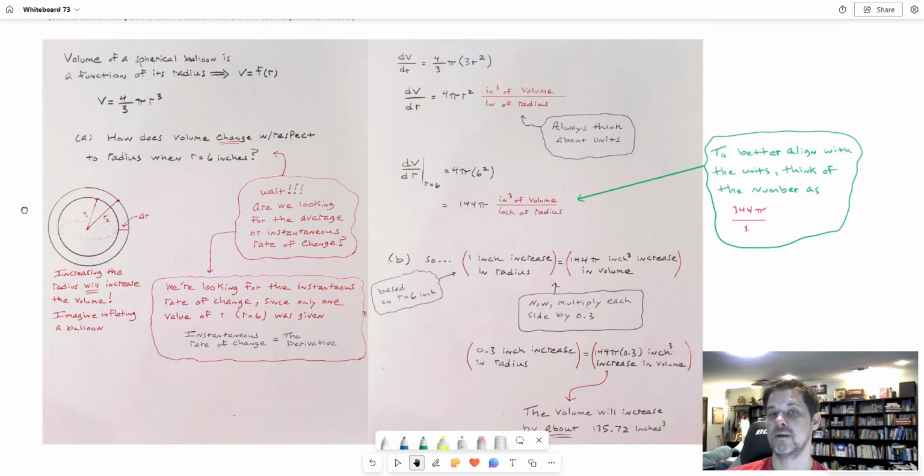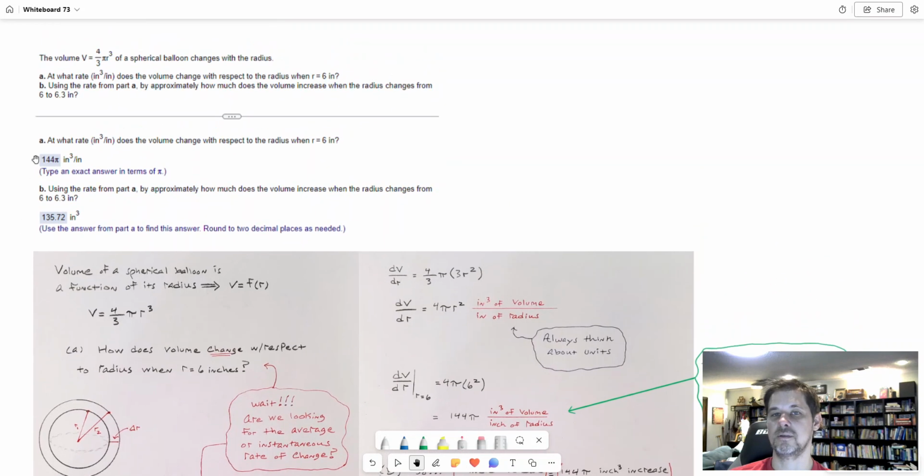Okay. All right, so that's it for this one. Hope that helps you not only with this, but understand some of the bigger concepts with functions, their derivatives, the units you get, and then how you think about all of it together.